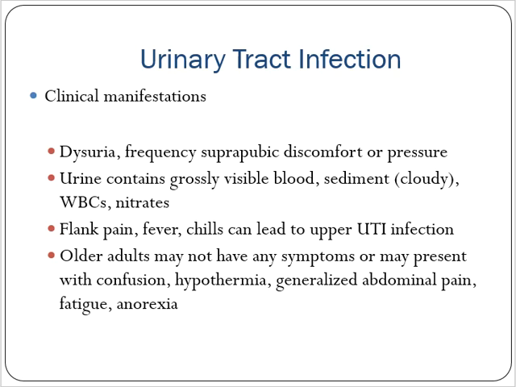As the UTI develops and starts working its way toward the kidneys, the patient may experience flank pain, either one-sided or bilaterally. The patient may develop a fever or chills. Older adults may not have any symptoms or may present with different symptoms than younger adults and children, such as confusion, low temperature, generalized abdominal pain, fatigue, and anorexia. It's important to note the differences in symptoms between the normal population and then the elder population.